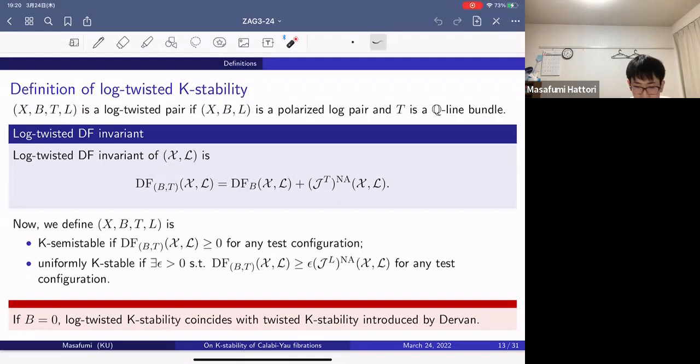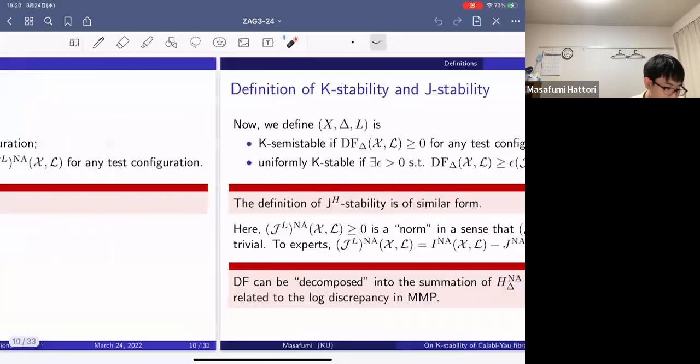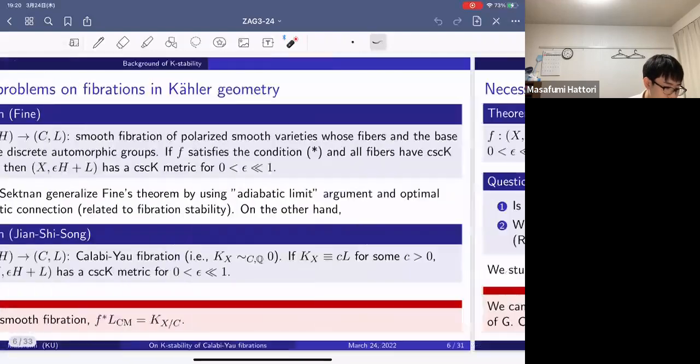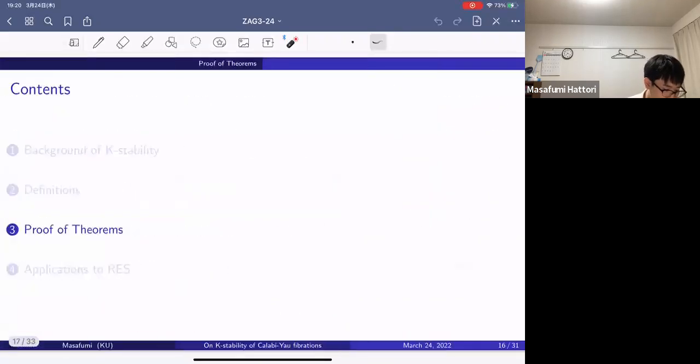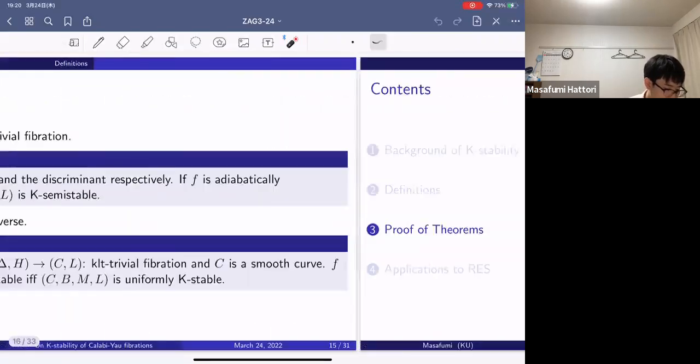And if B equals 0, log twisted K-stability coincides with twisted K-stability introduced by Dervan. And so twisted K-stability appears in the Dervan-Ross theorem.